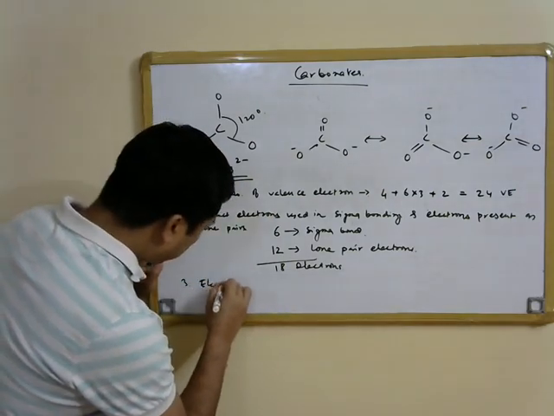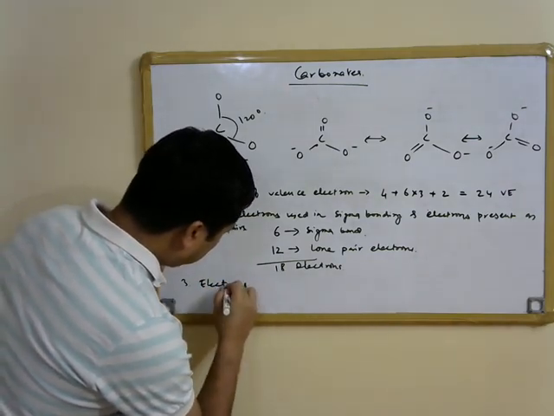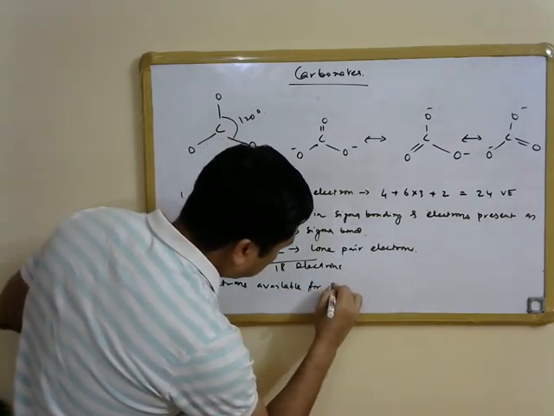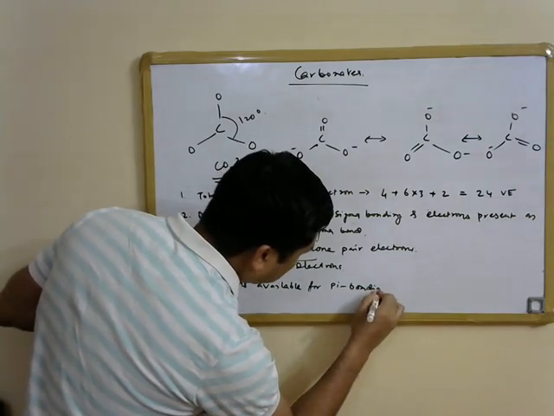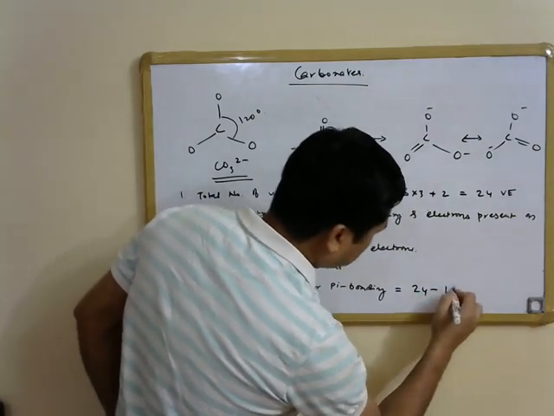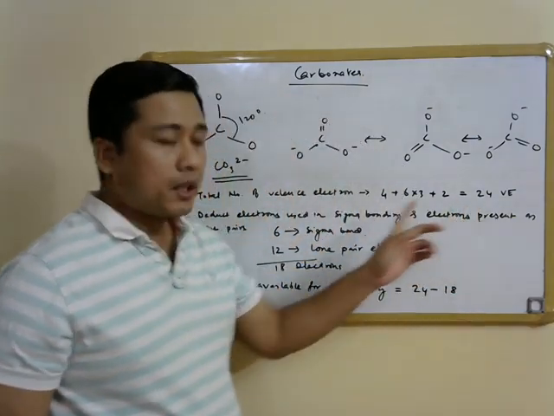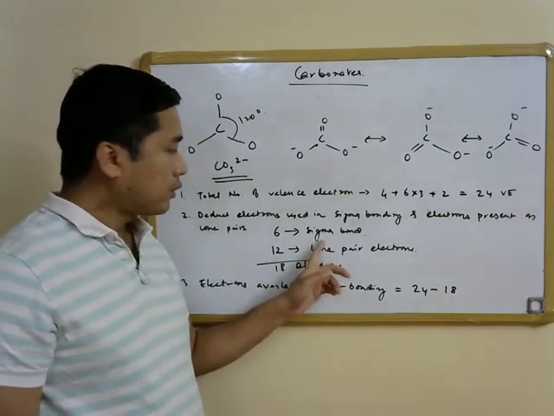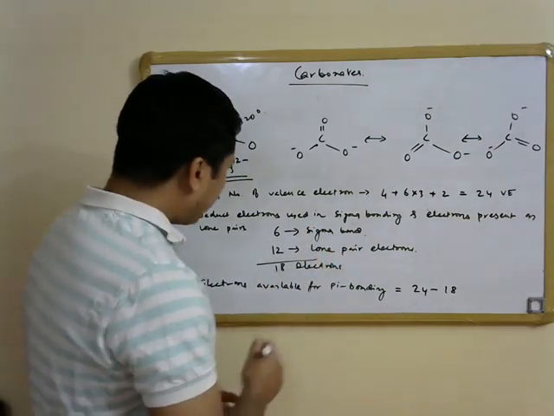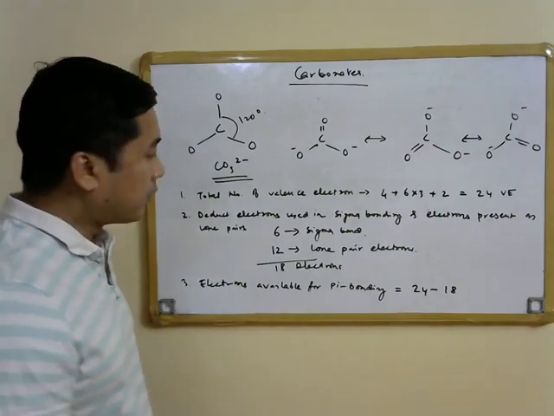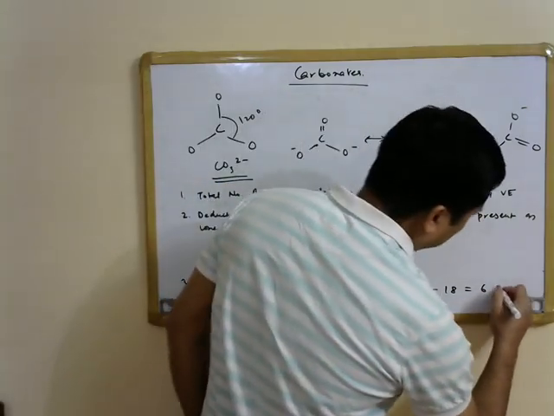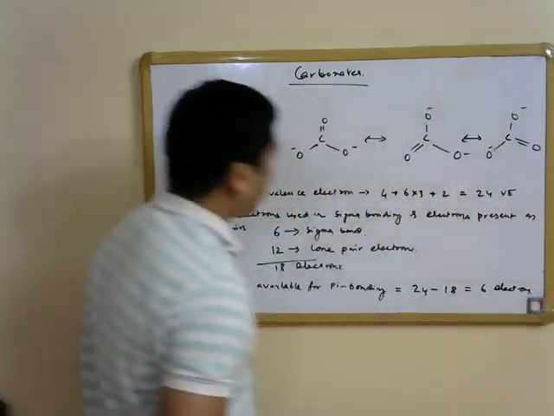That will give us the number of electrons available for pi bonding, which is 24 minus 18. So we take the total valence electrons, and from there we deduct the electrons used for sigma bonding and electrons present as lone pairs. This gives us the number of electrons available for pi bonding, which is equal to 6. So a total of 6 electrons are available for pi bonding in carbonate ion.